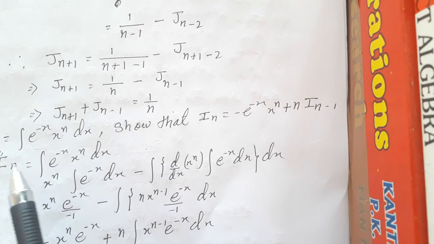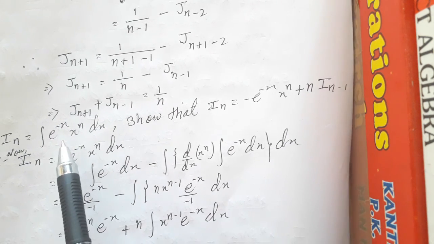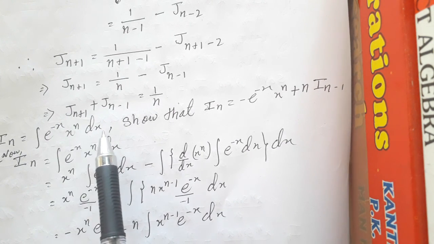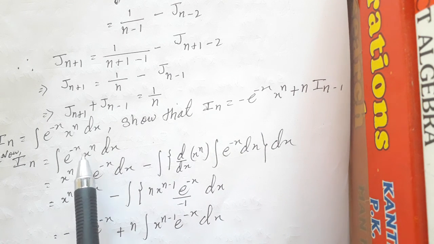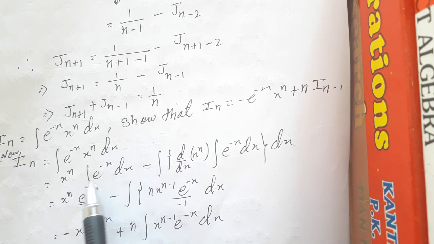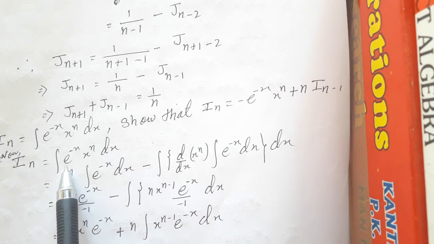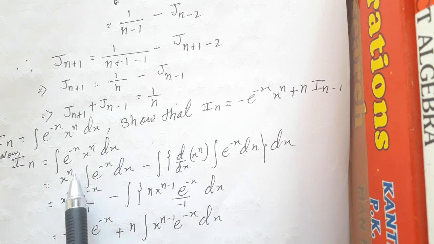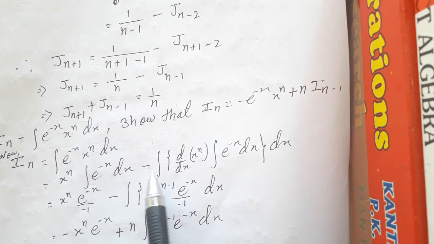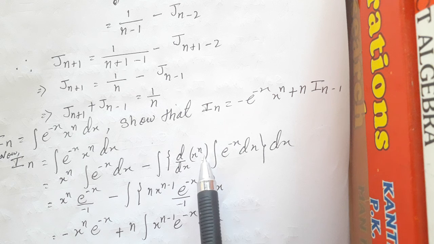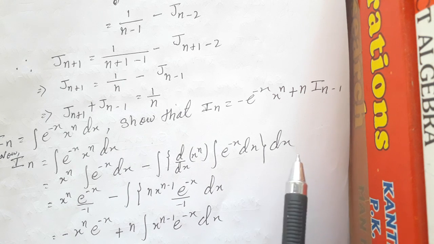Now we want to reduce this. So I have denoted this as I_n equal to the integral of x^n e^(-x) dx. Then we have to show this. So I took I_n equal to the integral of x^n e^(-x) dx. I use integration by parts. This I'll take as my first function and this I'll take as my second function. So we get x^n times the integral of e^(-x) dx, minus the integral of the differentiation of x^n times the integral of e^(-x) dx.